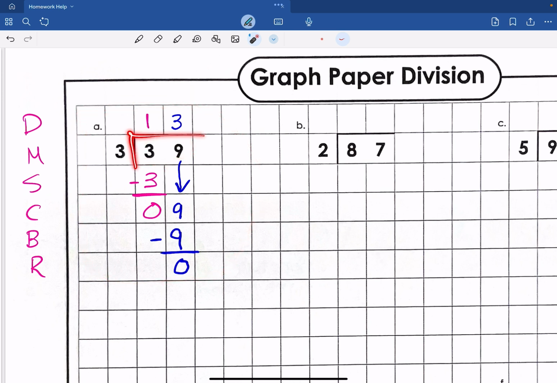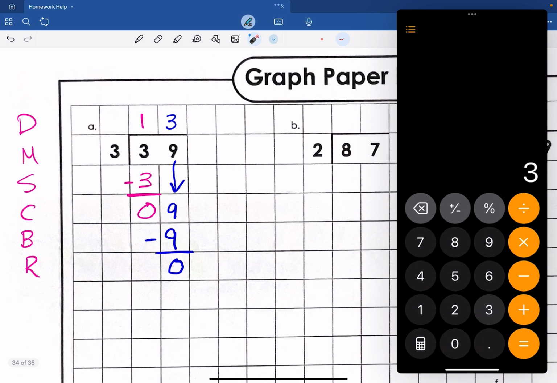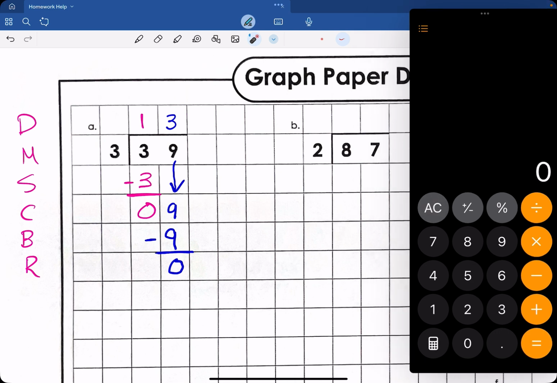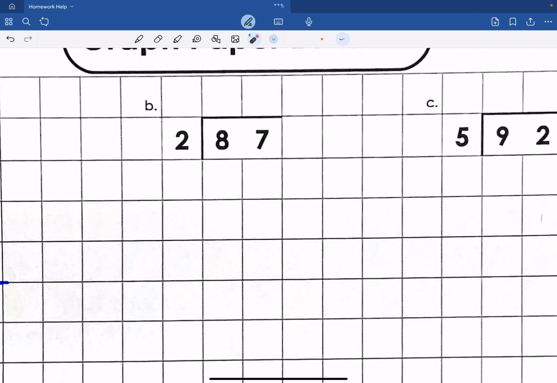39 divided by 3 is equal to 13. Now let's check to prove that. We proved that we did it right. All right, let's try a couple more of those, and then I'll have you go off and do some on your own. Let's try B.